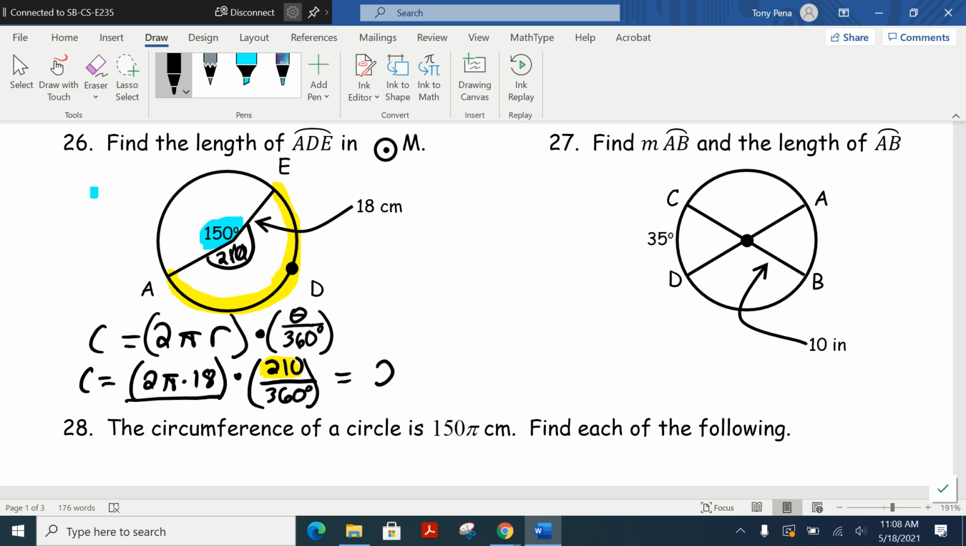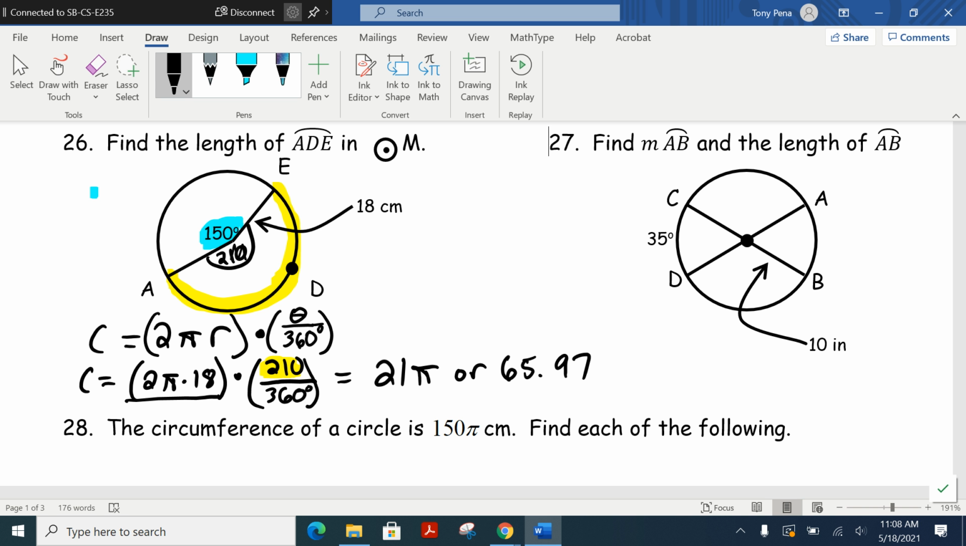Is it 21 pi? Somebody check me on that just to make sure. And if you don't want decimals, just throw that into the calculator just like it looks. Your calculators are very smart. Somebody confirm this for me. 65.97. Talia's got it. All right. That's then the circumference or arc length of ADE.